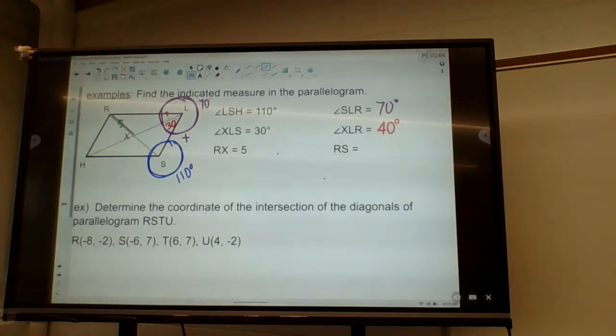And then RS is all the way across, and we learned last class that parallelograms bisect each other, or the diagonals bisect each other, so that would just be 10.